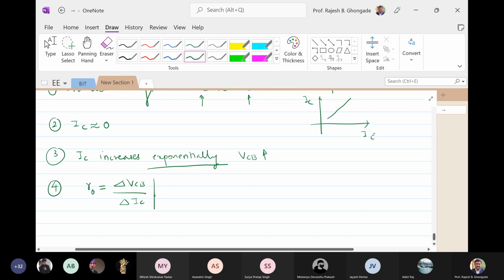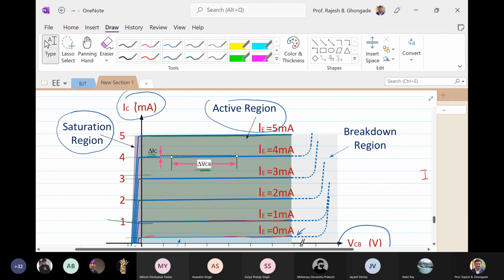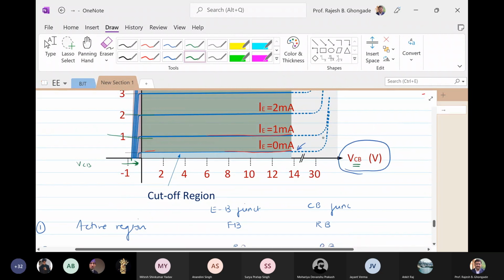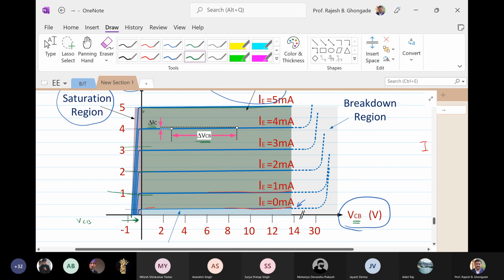But for a particular value of IE. अभी ये आइडियलाइज किया समझो, और ये पैरेलल है समझो. Even if I increase the collector base voltage, the collector current will stay constant at 5 milliamperes, 4 milliamperes, depending on the value of emitter current. ठीक है, तो इसका मतलब है डेल्टा आईसी क्या हुआ?